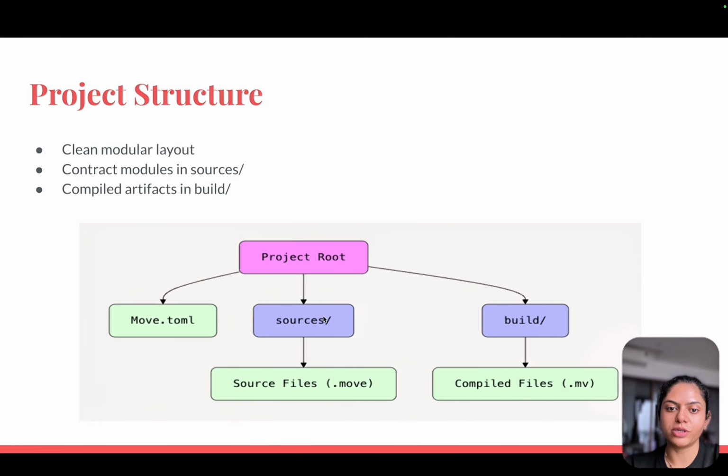In the sources folder, the source files, meaning .move files, are there. Your Move modules are here, and in the build folder all the compiled output is there. So the logic is: Move.toml defines the package version and imports, the sources folder contains the business logic like modules, structs, and functions, and build is automatically generated and holds compiled bytecode and layout. It's simple but extremely scalable as your project grows.